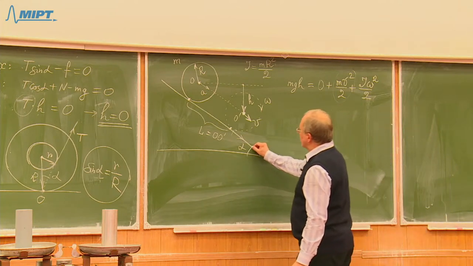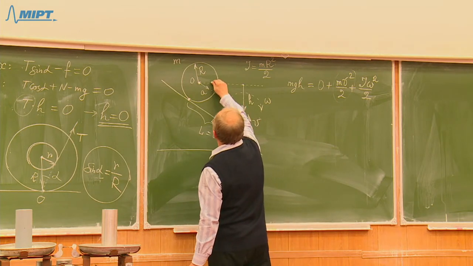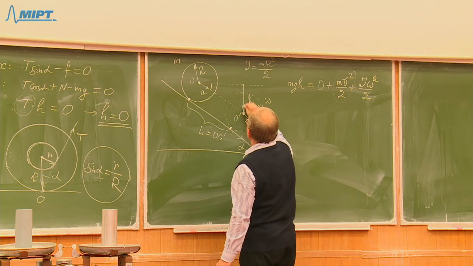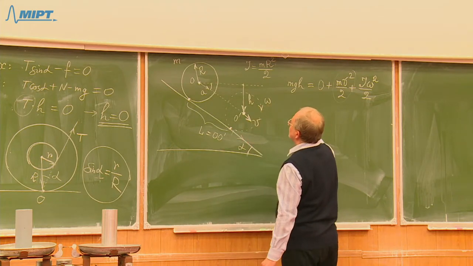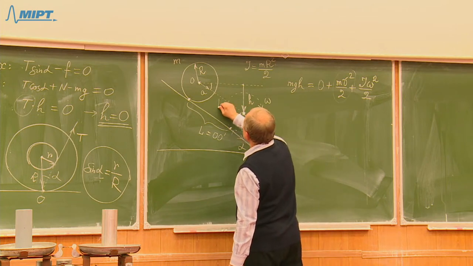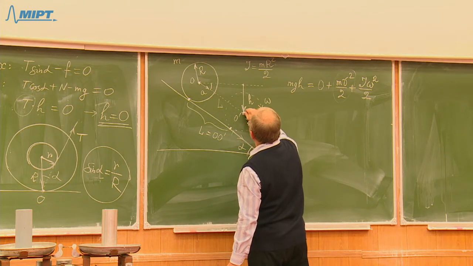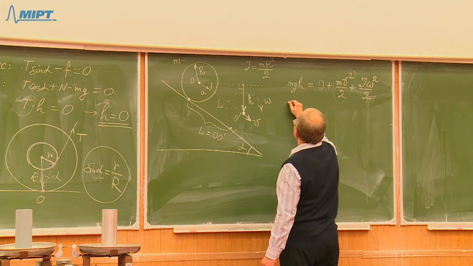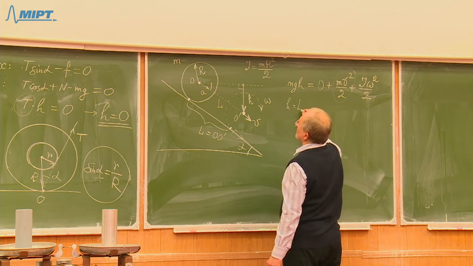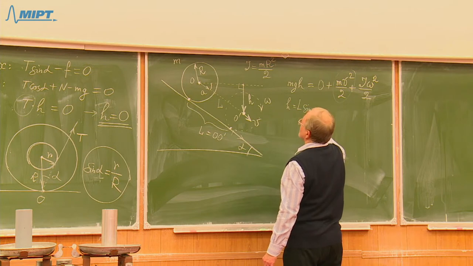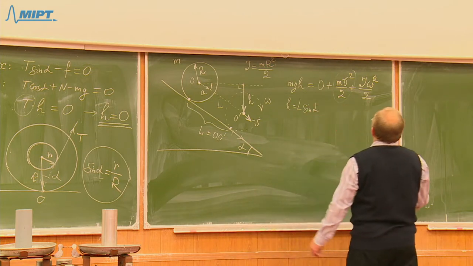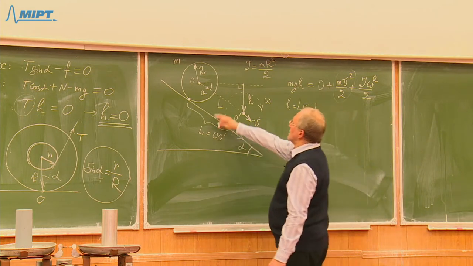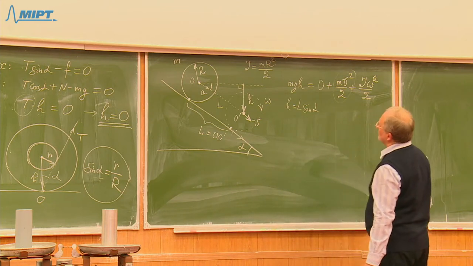And if this angle is alpha, then this is also alpha. And so the lengths L and H are somehow related. We know that if this is L and the opposite leg in this right triangle is H, then H is equal to L sine alpha. I don't know if we need it, but we will most probably need this relationship between L and H.